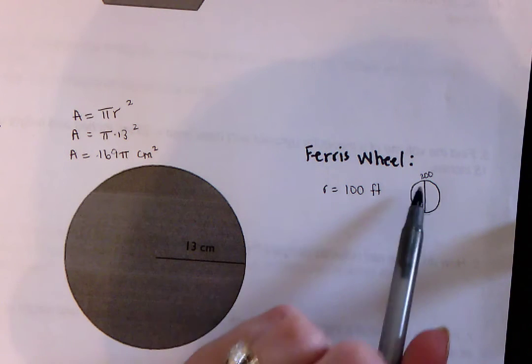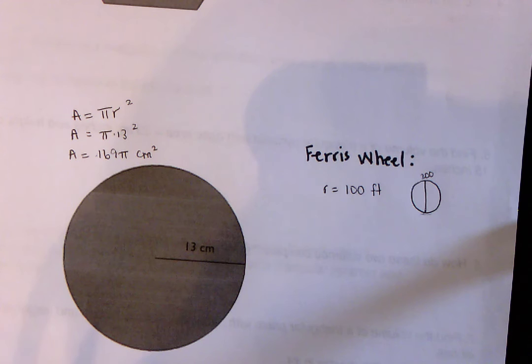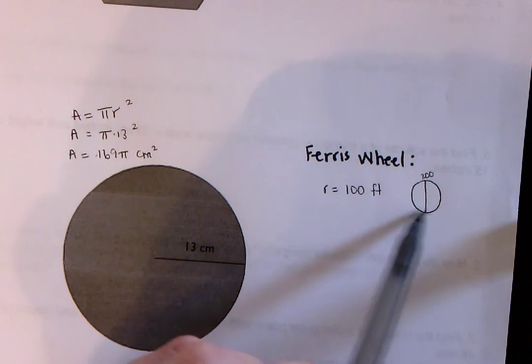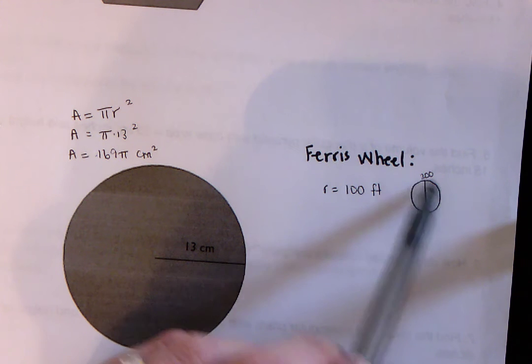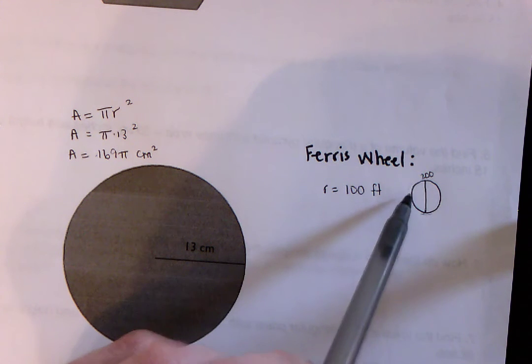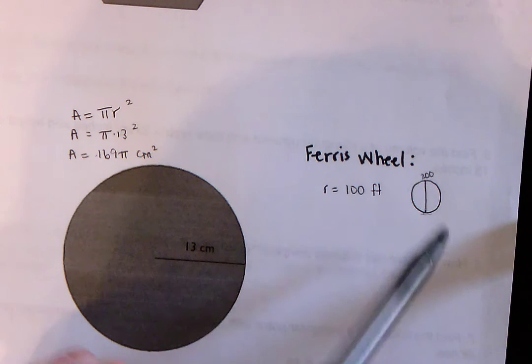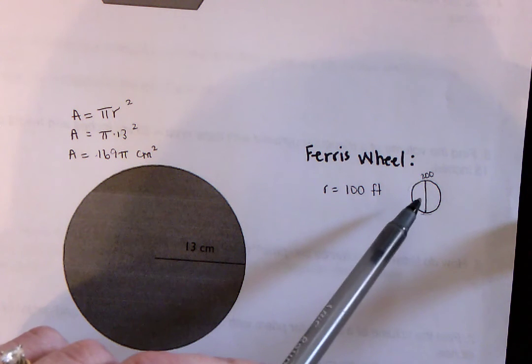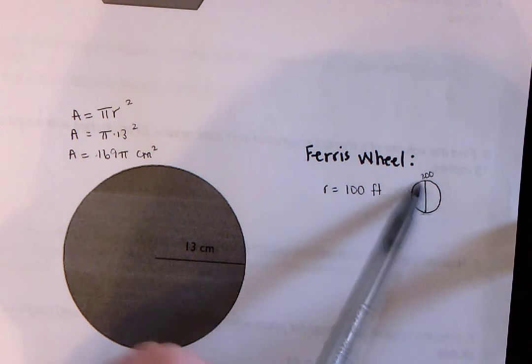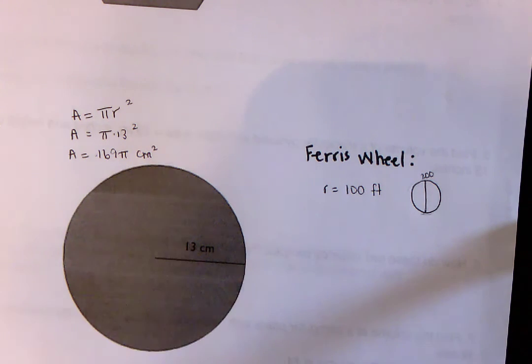But anyway, we could ask some questions about this. For example, we could ask what the circumference of this Ferris wheel is. Like maybe they had to buy steel to go all the way around this thing. What would it be? Like how much steel would you need as far as feet goes? We could talk about the area maybe that it takes up. Okay, so let's do a couple of those things.